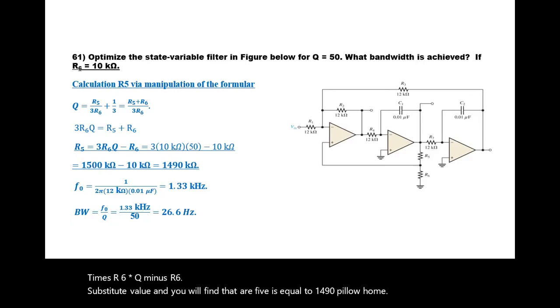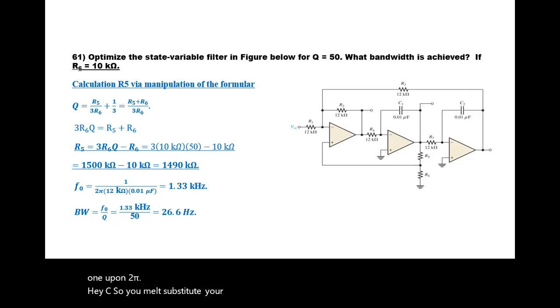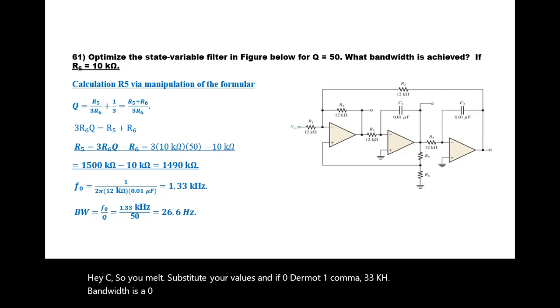F0 is 1 upon 2 pi RC, so you substitute your values and determine F0 as 1.33 kilohertz. Bandwidth is F0 divided by Q, 1.33 kilohertz divided by 50, and that's 26.6 hertz.